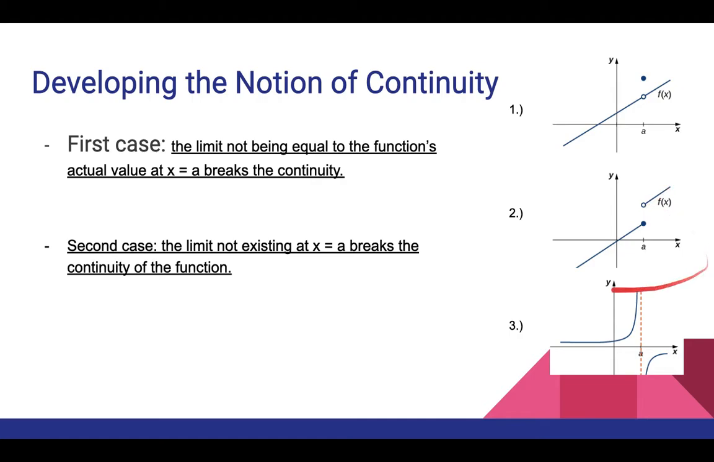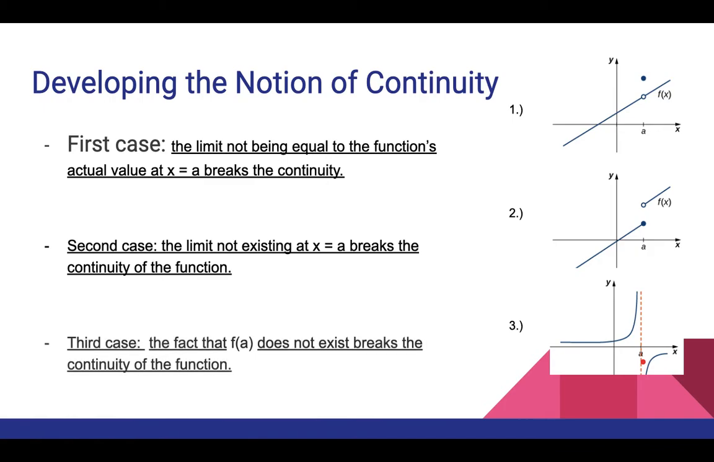Lastly, if we look at our third case here, we have an infinite discontinuity/vertical asymptote. We can see that this occurs because our function does not exist at x equals a. We don't have a value here, nor does the limit exist. So we can say in the third case, the fact that f of a does not exist breaks the continuity of the function. And you could also extend this to the limit as x approaches a not existing as well, but we're going to be more focused on f of a not existing for our purposes.